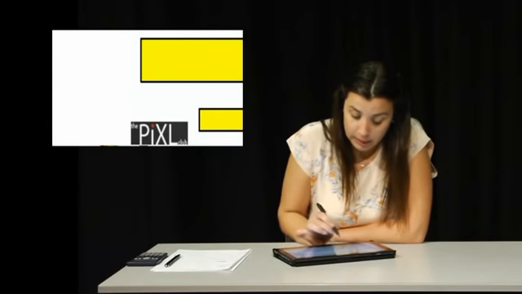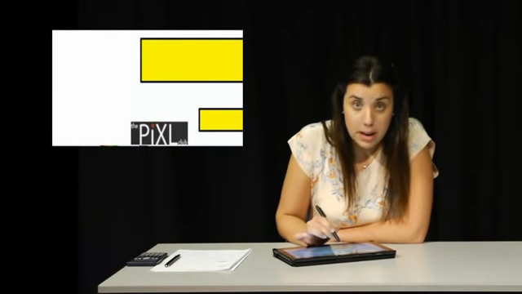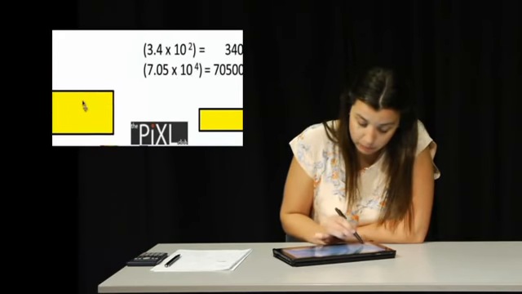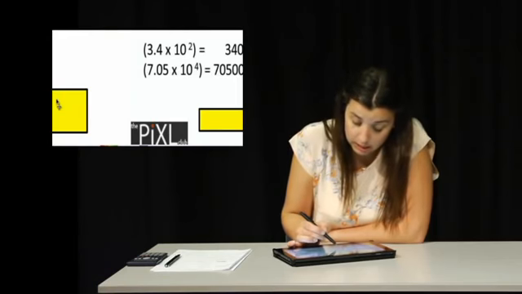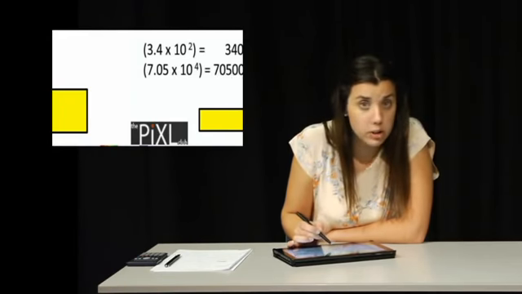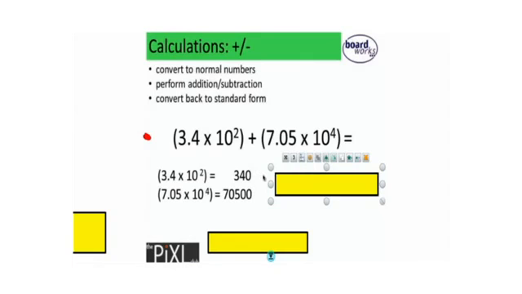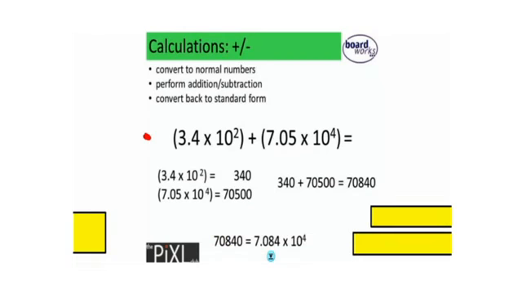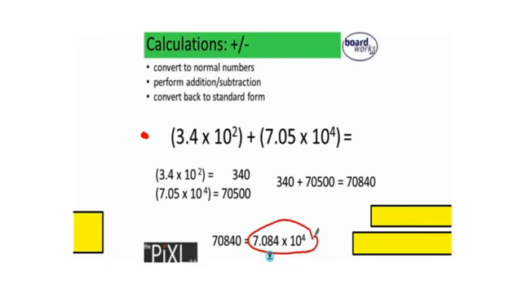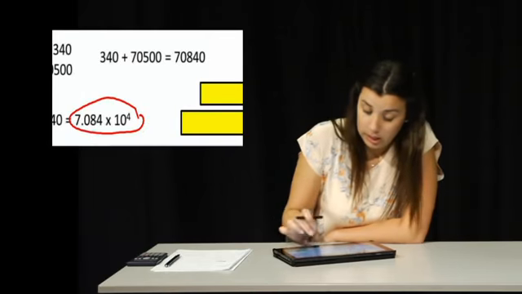Let's see how you got on. So our first step was convert these numbers back to normal numbers. If we have a look here, the first number is actually just 340, and our second number, 70500. So once you've converted those numbers into normal numbers, you just add them together. As soon as you've got your number added together, change it back to standard form. And what we're looking at is here, 7.084 times 10 to the power 4.